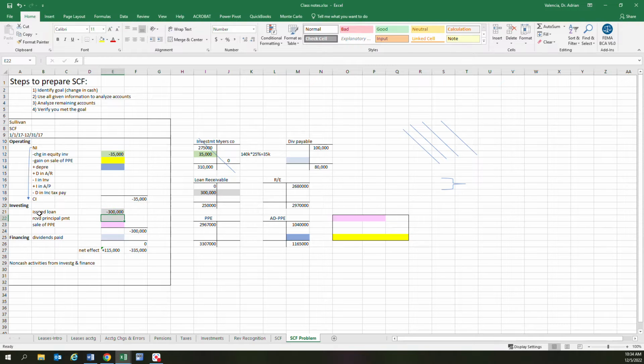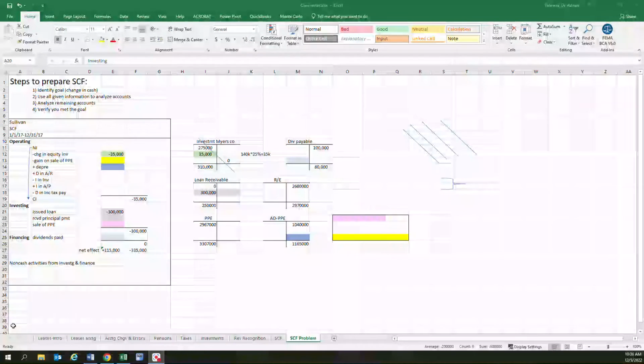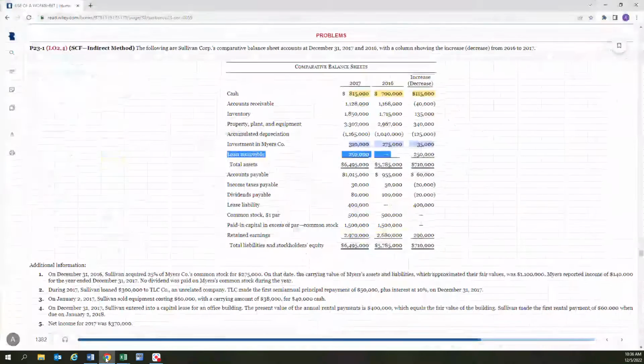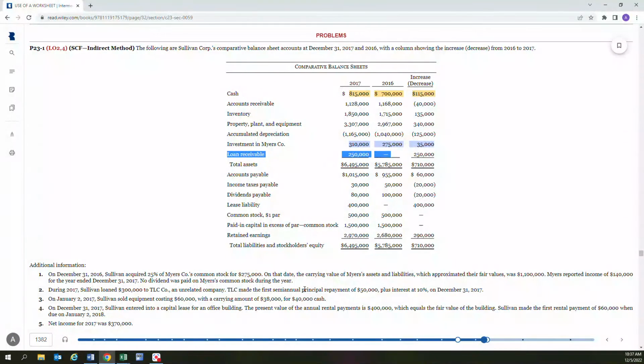Okay, and recall that when we do the investing and the financing sections, we're directly doing these. We are actually analyzing what's going on within each account. So keep that in mind as well. Okay, so the next thing that we are told is that they paid, let's go back over here just to see it, the semi-annual principal repayment of $50,000 plus 10% interest.